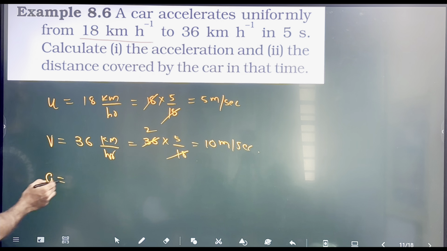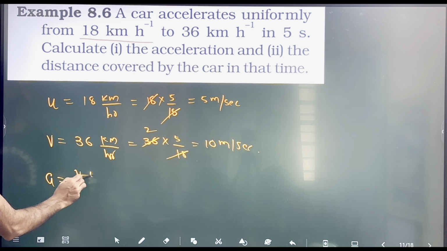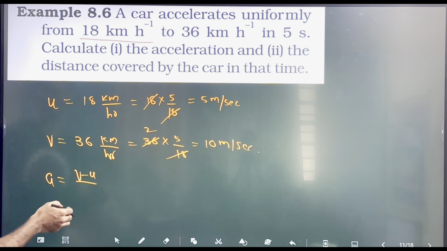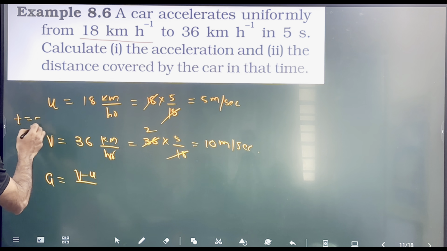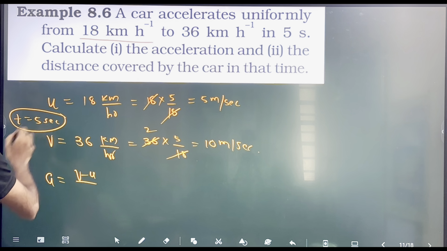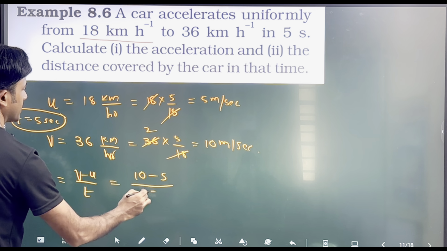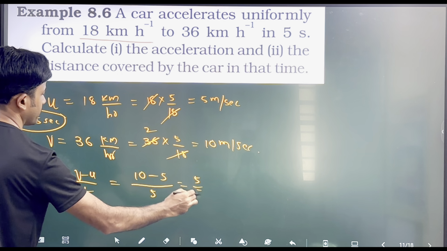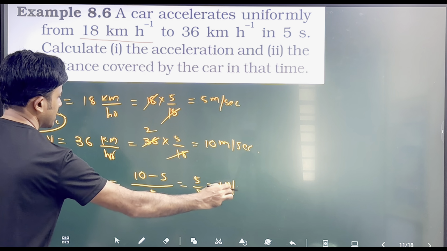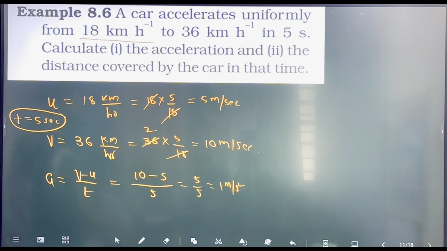So acceleration, how will you find this? Acceleration equal to V minus U by T. One more thing, time is there. So time is how much here? Time is 5 seconds. Okay, V minus U by T. V is 10 and U is 5, by time. So 10 minus 5 is 5. So 5 by 5 equal to 1 meter per second square. The answer is 1 meter per second square.